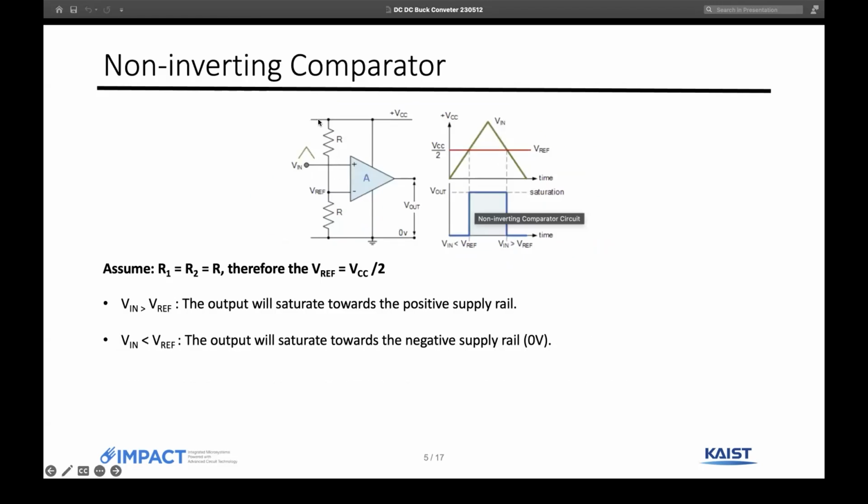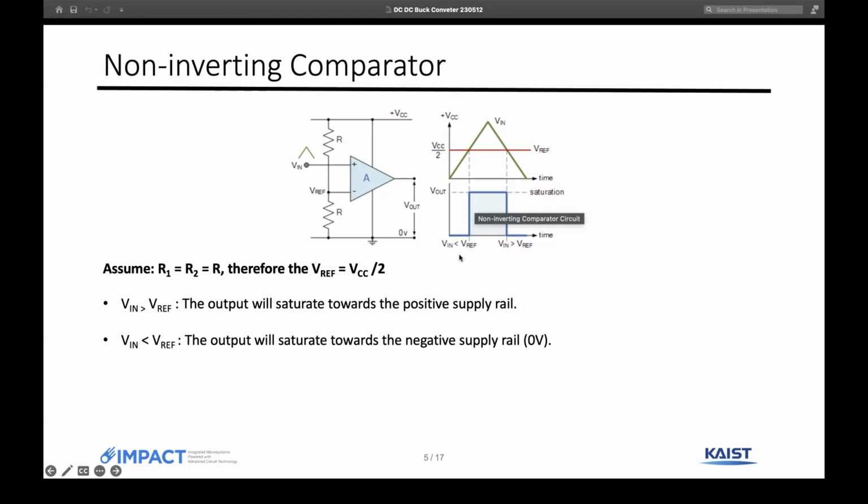About comparators, there are two types. One is the non-inverting comparator. In the non-inverting comparator, the positive side is connected to Vin, and the inverting side is connected to Vref, so we have a graph that looks like this. This is Vin, and this is Vref, which, if R1 is equal to R2, is equal to VCC by 2. So we have an output that looks like this.